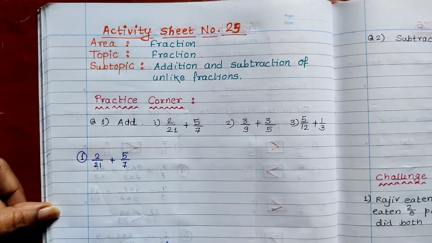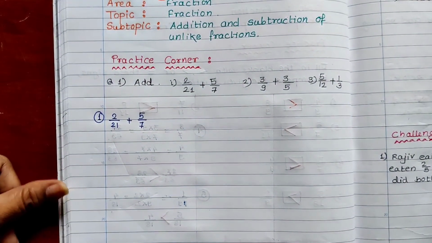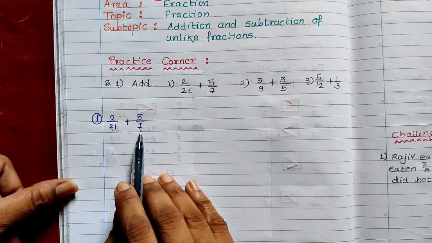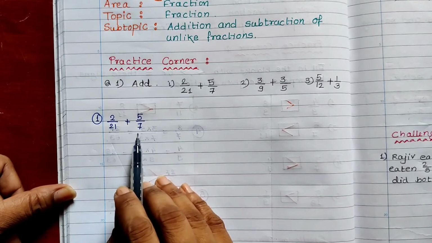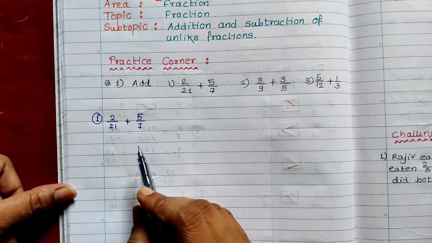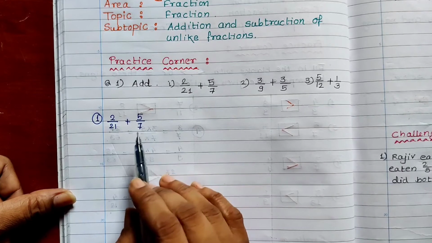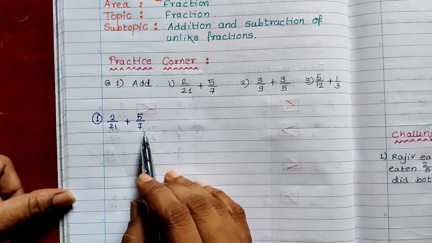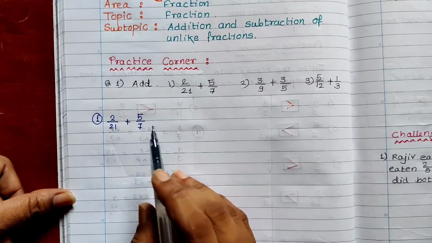Now these are not like fractions, these are unlike fractions. So we have to make them like fractions. Can you make 21 into 7 or 7 into 21? It is easy to make 7 into 21. How can we do this? We can multiply 7 by 3. 7 3s are 21. So it is easy to make 21 out of 7 by multiplying it by 3. As we multiply the denominator by 3, we have to multiply the numerator as well by 3.